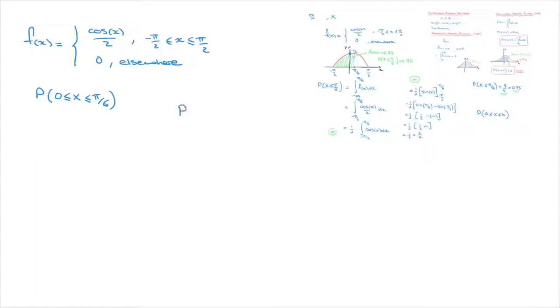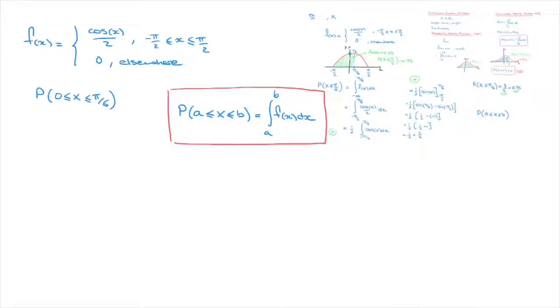Well, to find probabilities like these, we can use the following rule. The probability that a continuous random variable lie between two values, say a and b, equals the definite integral from a to b of the probability density function. Consequently, we can state that the probability that the continuous random variable lie between 0 and pi over 6 is equal to the definite integral from 0 to pi over 6 of the probability density function.